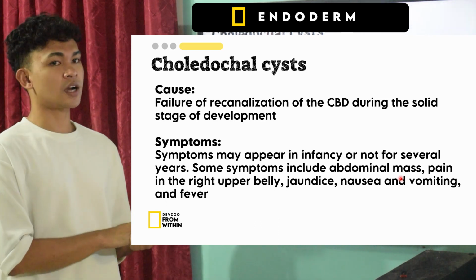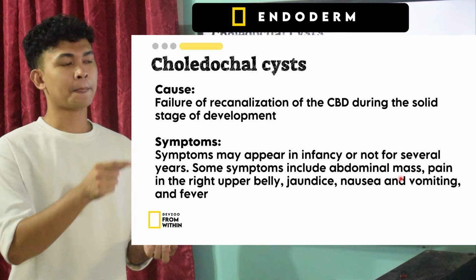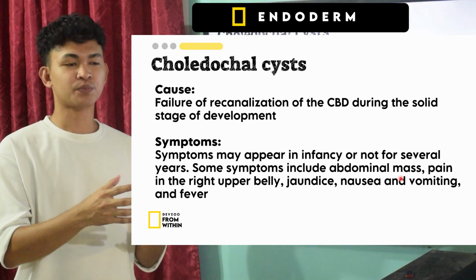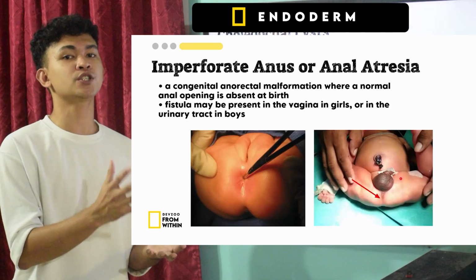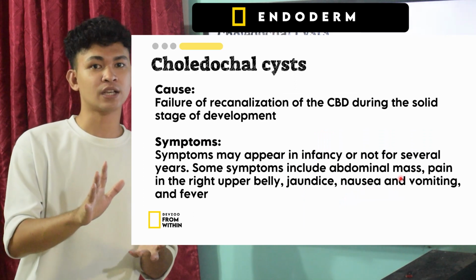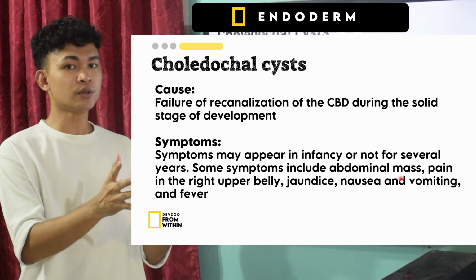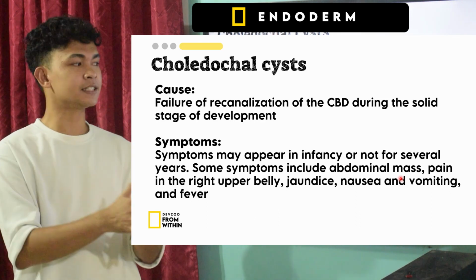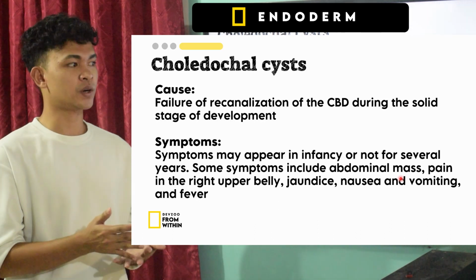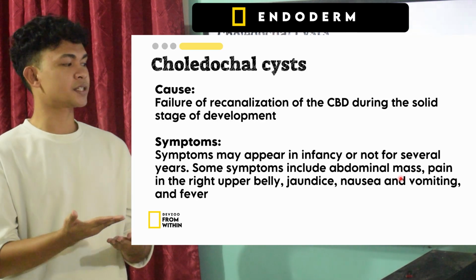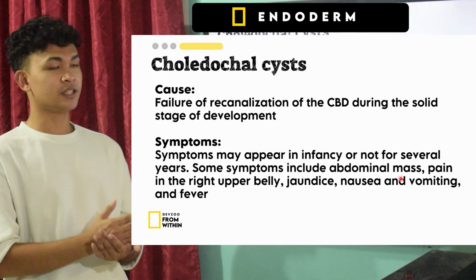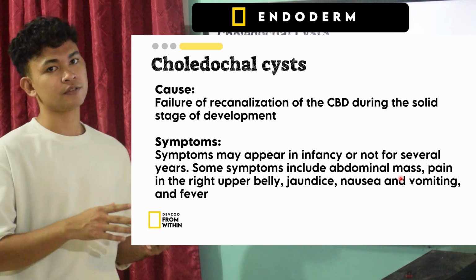The recanalization starts at the middle of our bile duct. Failure of recanalization may result in enlargement of the middle portion of the bile duct. So that's why the type 1 choledochal cyst is the most common, kasi doon nag-enlarge yung bile duct. So what are the symptoms? Symptoms may appear in infancy or not for several years. Some symptoms include abdominal mass, pain in the right upper belly, jaundice, nausea, and vomiting and fever.